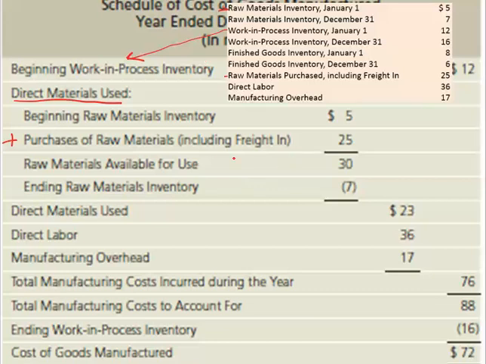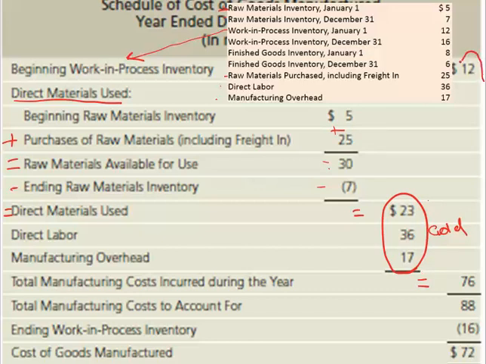And once we add those two together, we get raw materials available for use, which is $30. Then we subtract ending raw materials, which was up here at the top, $7. And again, if we take the 30 minus the 7, that tells me my direct materials used, which was $23. Now direct labor and manufacturing overhead are given to us at 36 and 17. So we just take all three of those and add them together. And that gives us our total manufacturing costs incurred during the year of $76.